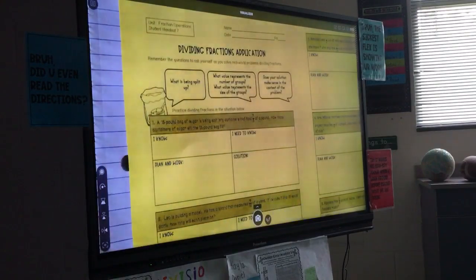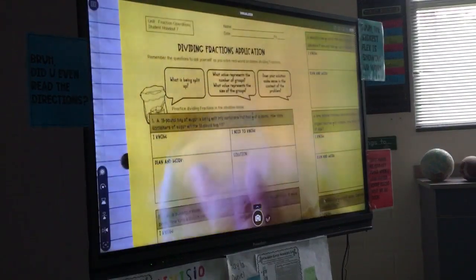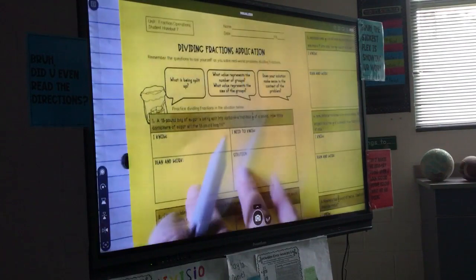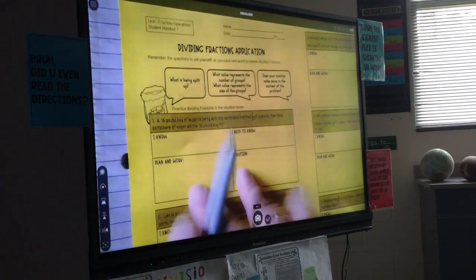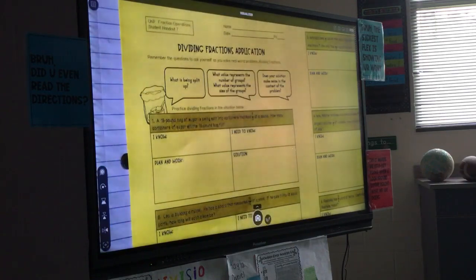Let's go ahead, and we're going to do the first 2 boxes together on this one. We're not going to do the whole thing, just so you guys have an example on here. So it says a 15-pound bag of sugar is being split into containers that hold 7/8 of a pound. How many containers of sugar will the 15-pound bag fill?